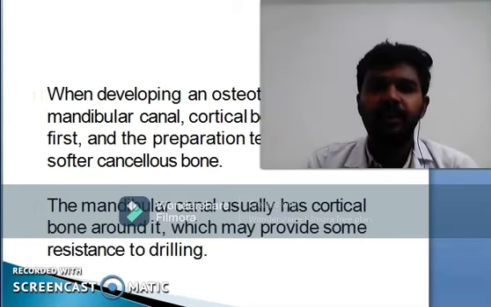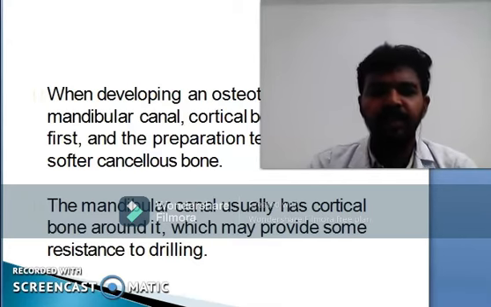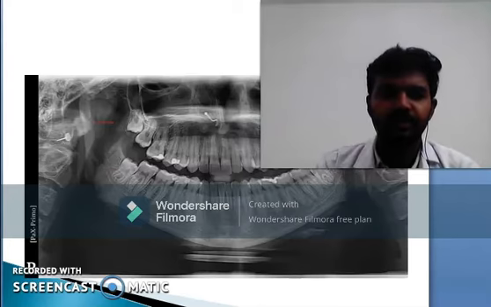When developing an osteotomy over the mandibular canal, the cortical bone is penetrated first, and the preparation terminates within softer cancellous bone. The mandibular canal usually has a cortical bone around it, which may provide some resistance to drilling.